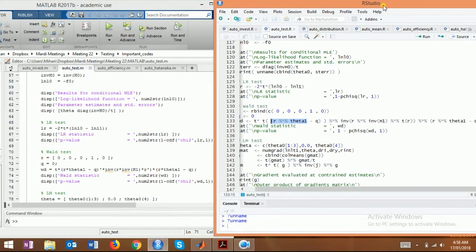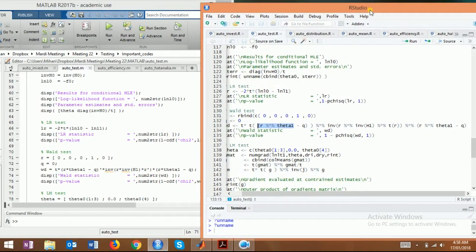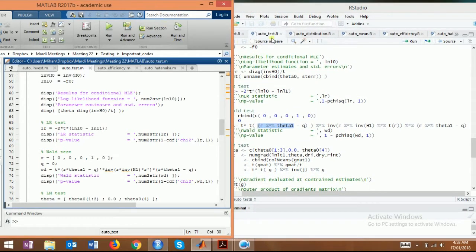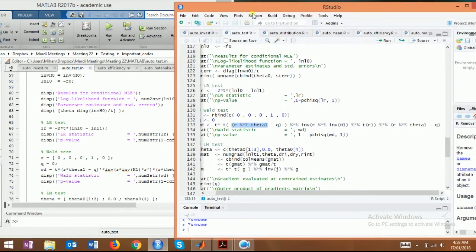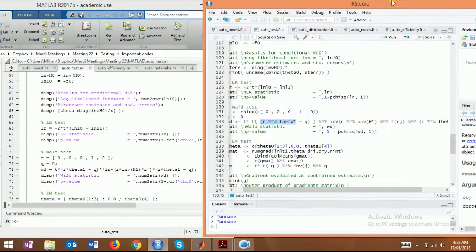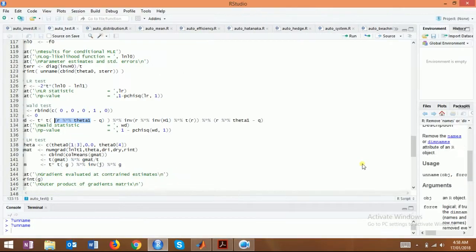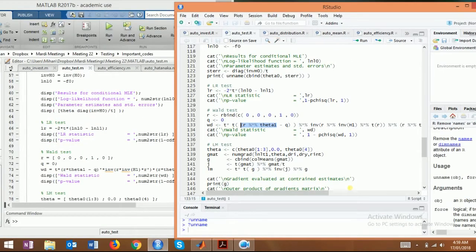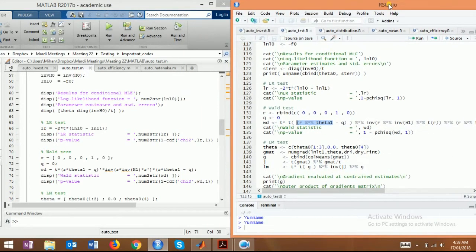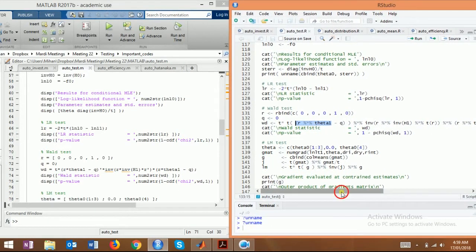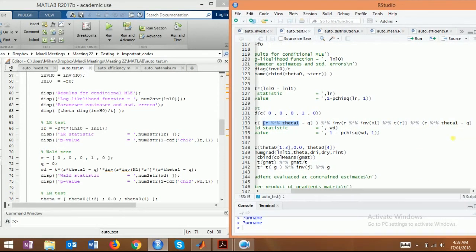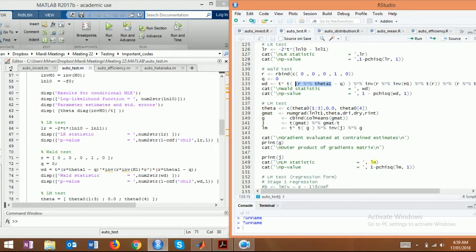Then it's very simple. Basically R is very simple. You don't have to think about signs while you're dealing with R. We don't have to think about signs at all when we are dealing with R. Then R theta minus R theta 1 minus q. So basically this is it. And again 1 minus p chi-square.